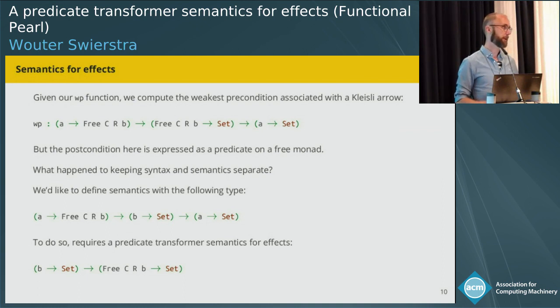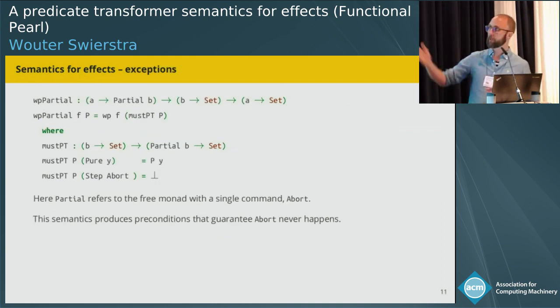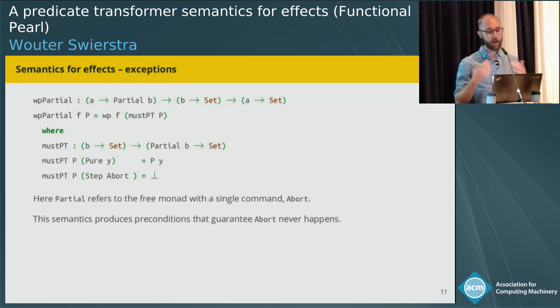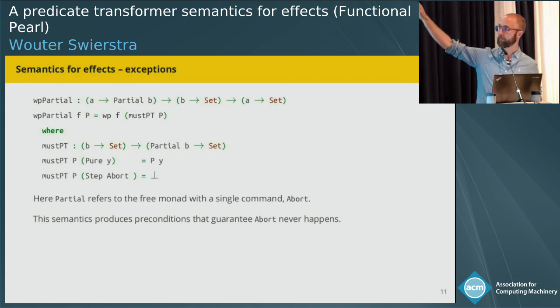So what do these look like? Well, here's one example, which is almost the simplest thing you can do: how do you assign semantics to partial computations that can call abort? What I've done here is the top line is the type signature, and then you see the weakest precondition call. But there's interesting stuff happening in the where clause.